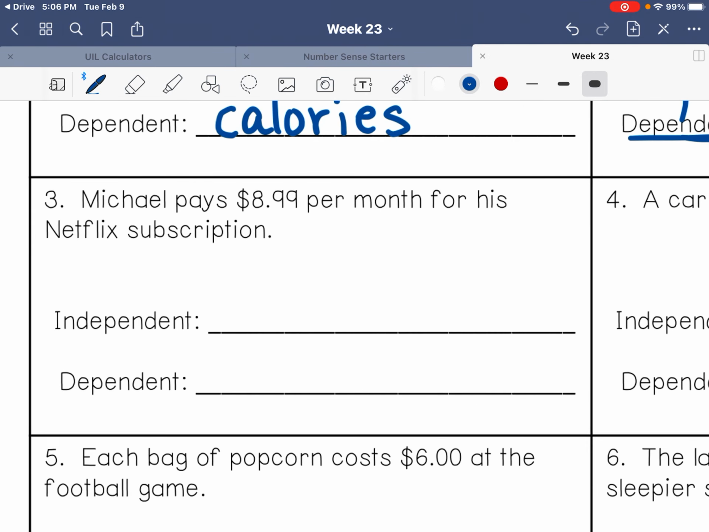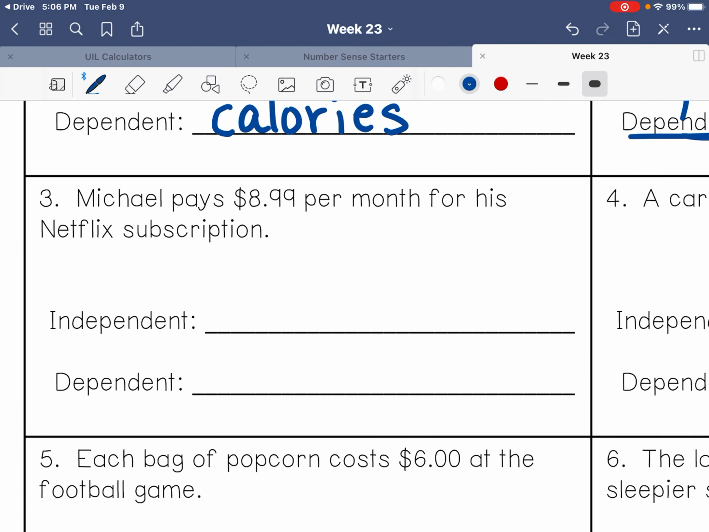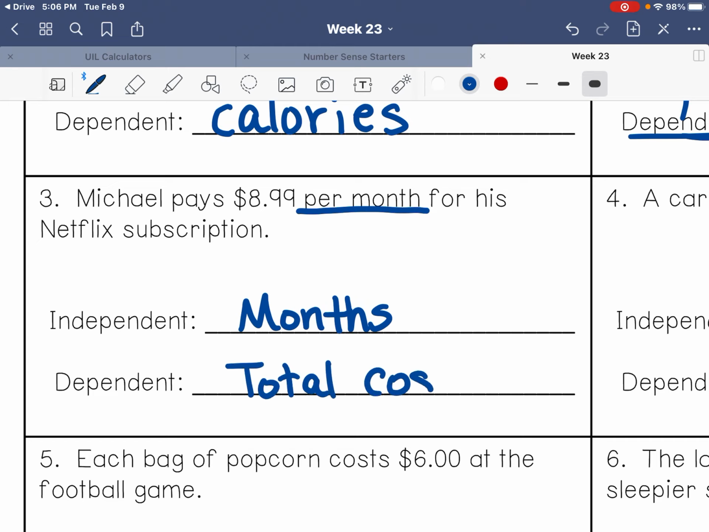Number 3, Michael pays $8.99 per month for his Netflix subscription. This one's a little less straightforward, but here's a key word: per month. Month is a measurement of time, and time is almost always your independent variable. If no number of months go by, he will not spend any money. So the total cost depends on how many months he has to pay for the subscription.